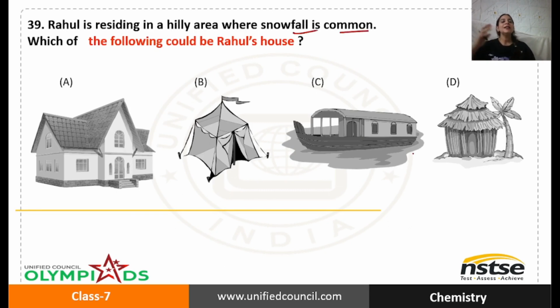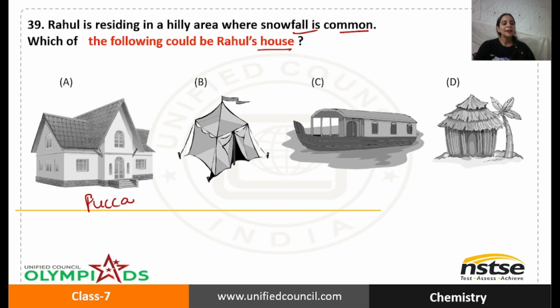So Rahul is living in the hilly areas, that is, his house is situated between the hills basically, where snowfall is very common. So which of the following could be Rahul's house? Option A, you can see a house. It's a pakka house made up of brick, steel rods, cement, etc.